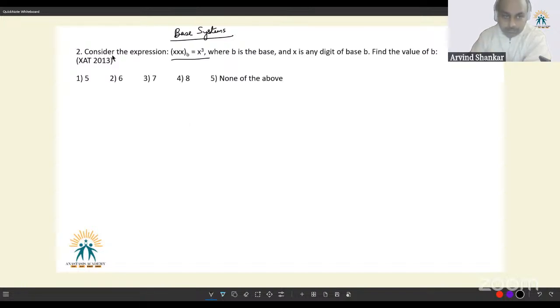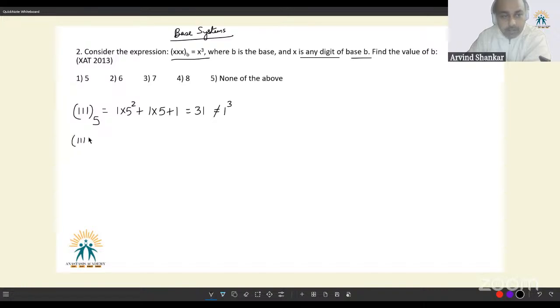क्योंकि ये देखिए, consider the expression x x x b, where b is the base and x is any digit of base b. Any digit, कोई भी digit हो चलेगा. तो देखते हैं, if I have 111 in base 5, this means this is 1 into 5 square plus 1 into 5 plus 1, which is equal to 31. Is this equal to 1 cube? This is most definitely not equal to 1 cube.